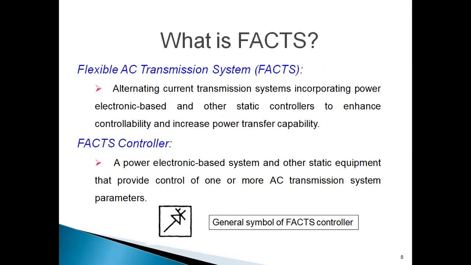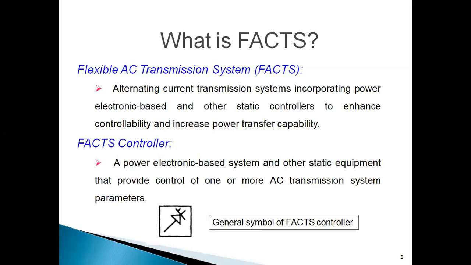What system? Alternating current transmission system. Whom do we call flexible? Are you a flexible person? When we say flexible, reliable, flexible, we mean having the capability to adapt based on the situation. Here also, this power system can be altered in such a way that our objectives are fulfilled.